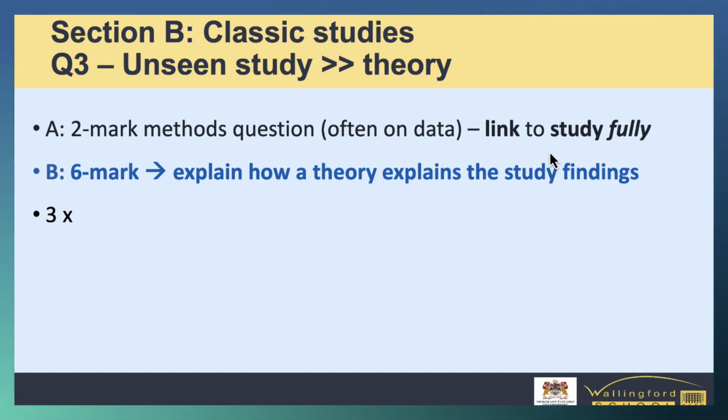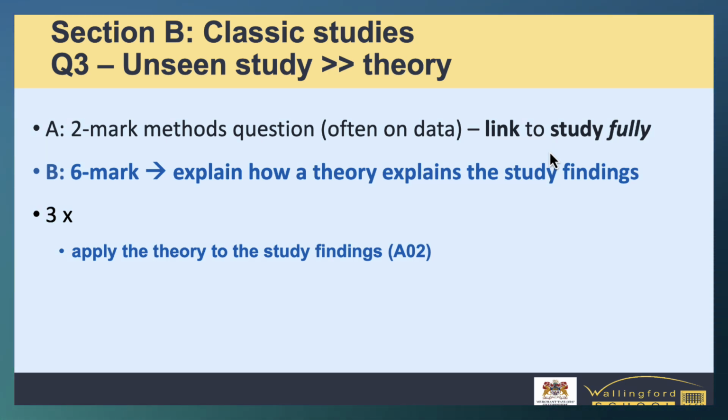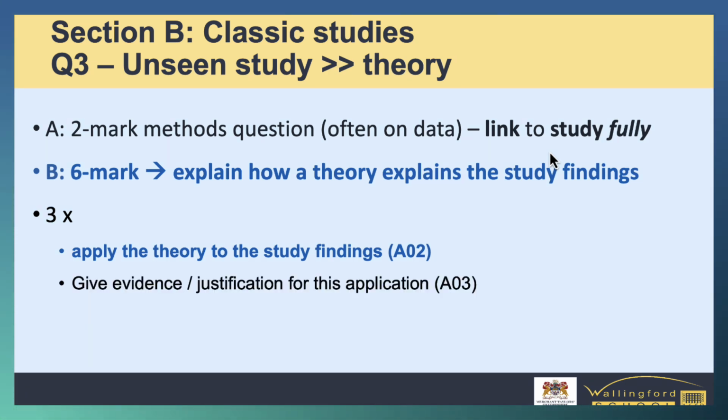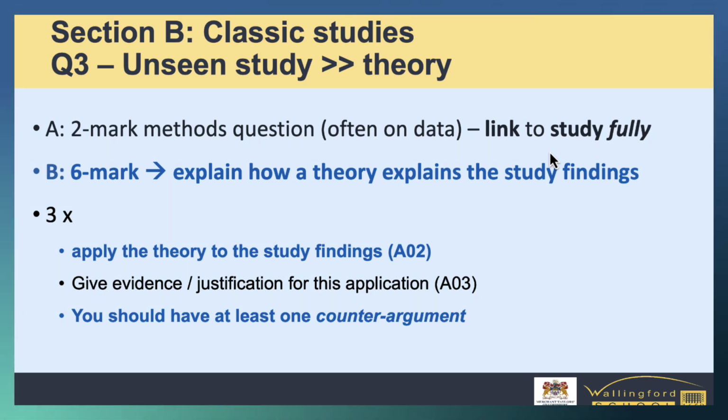The structure of that 6-marker, the easiest one, is to do something like this: 3 times, application of the theory to the study's findings. You'll see that in the example. And 3 times giving evidence and justification for that application. Again, I will take you through an example of how that works. You want to have at least one counter argument here to ensure that you access the highest marks possible. You do not need a conclusion or a judgment, because this is not an essay, because it's below 8 marks.